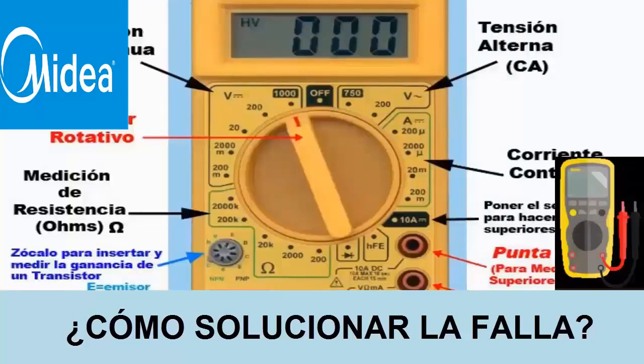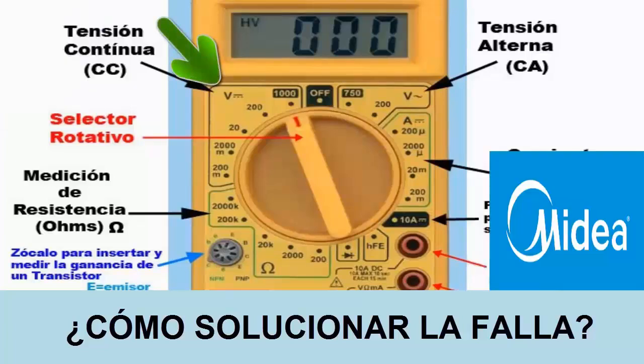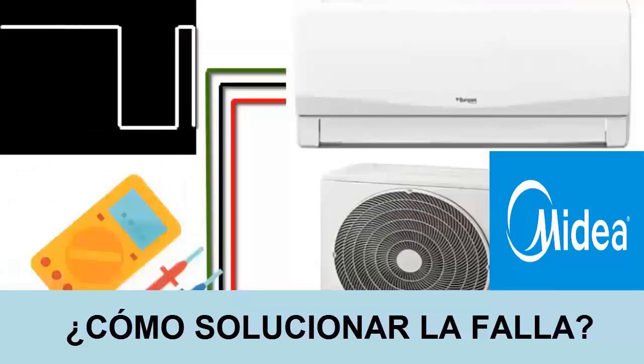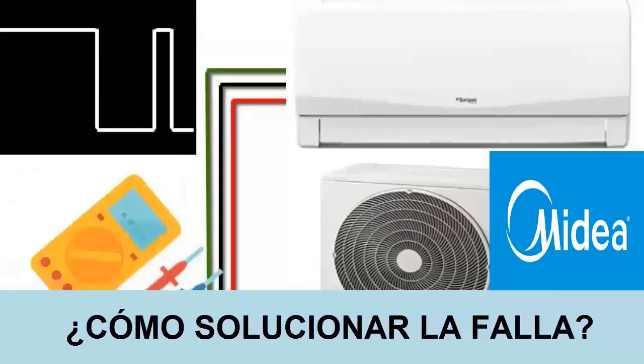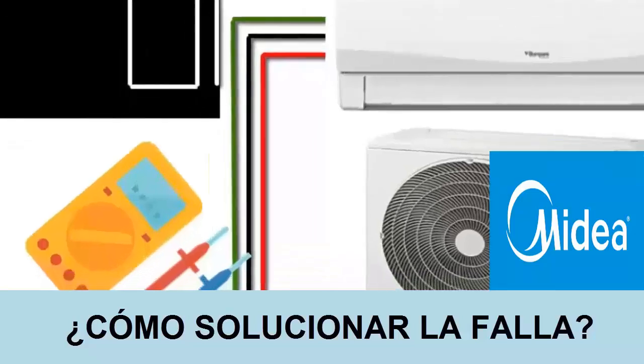5. Measure the signal voltage, which should be measured between the wire connected to the S terminal and the neutral wire, placing the red probe of the multimeter on the signal wire and the black probe on the neutral.